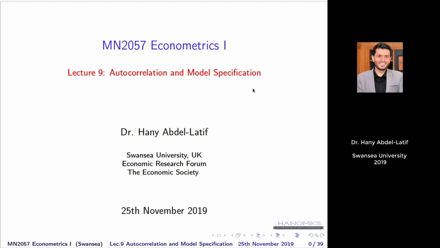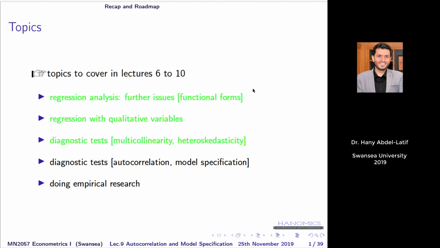We'll carry on our discussion about different diagnostic tests and about the assumptions we made about our regression model. We will talk about autocorrelation and specification errors, or model specification. As a quick reminder, these are the topics. The green text shows the topics that we covered already, and this is where we are in today: autocorrelation and model specification.